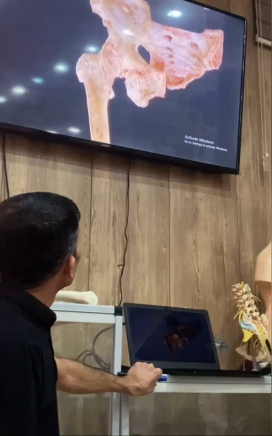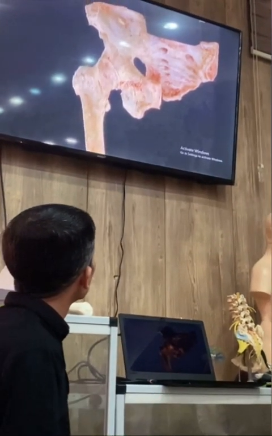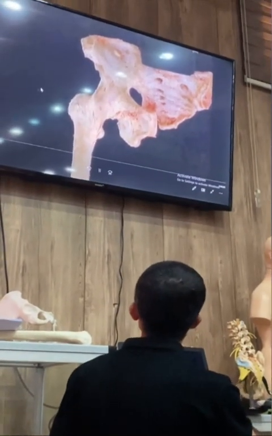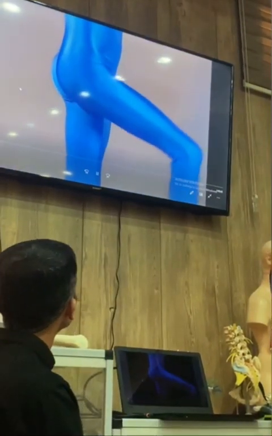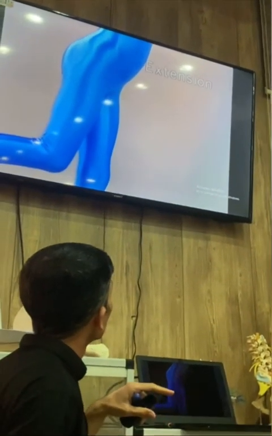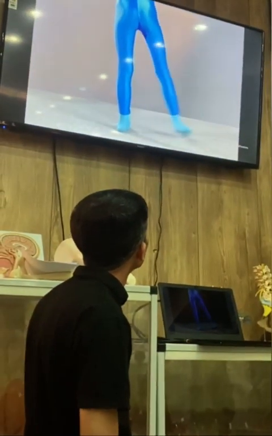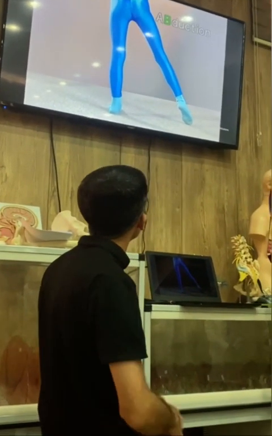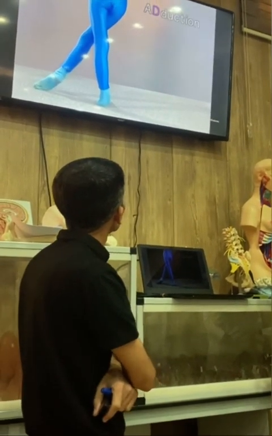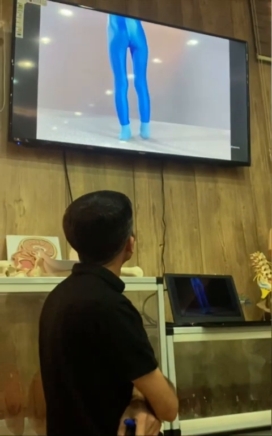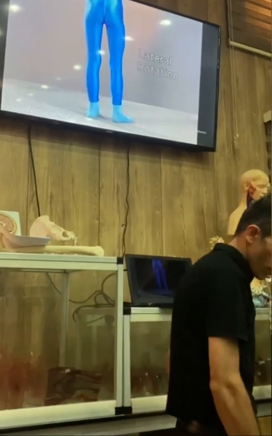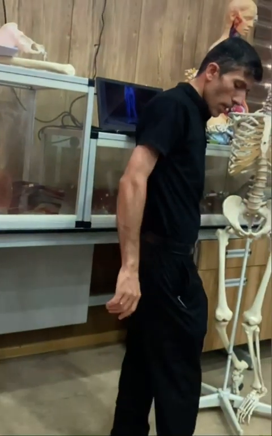Now let's take a look at the various different movements that occur at the hip joint. Movement can occur in 3 different axes. Forward movement is flexion. Backward movement is extension. Movement out to the side is abduction. Movement toward or across the midline is adduction. Lastly, rotation. Rotation outward is lateral rotation. Rotation inward is medial rotation.